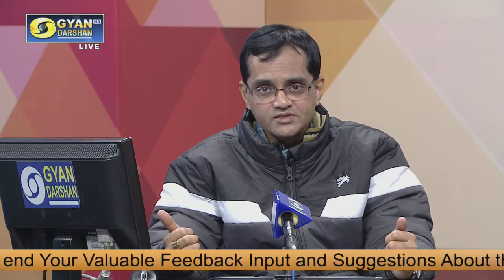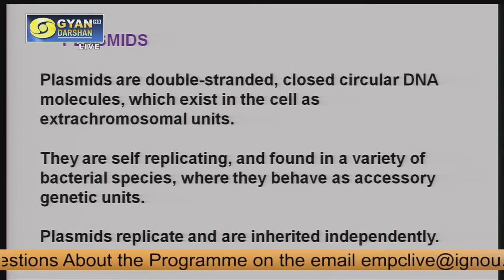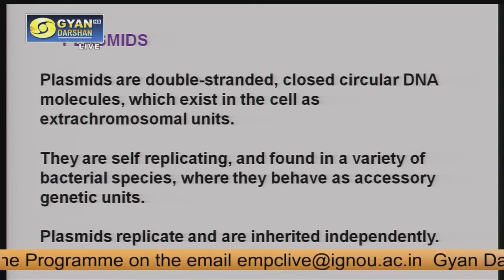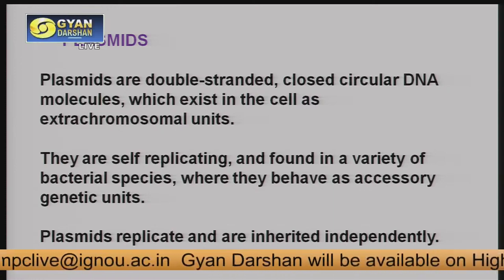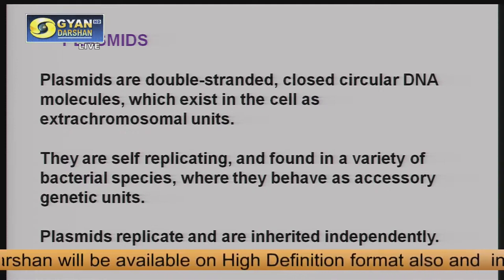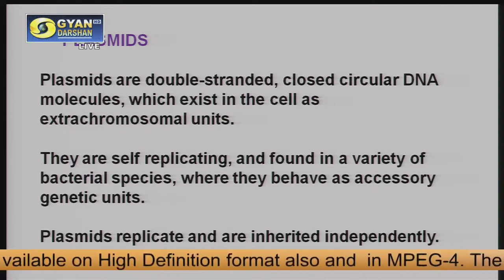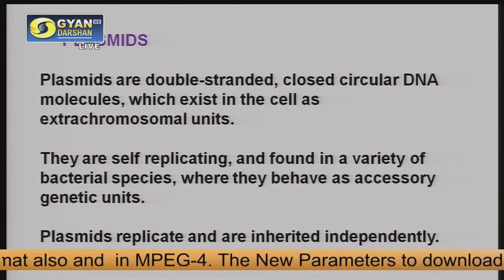So perhaps we all know, even at your +2 level you must have studied about the plasmids. So these are double-stranded closed circular DNA molecules which exist in the cell as extra chromosomal units. That is, they are not a component of the normal DNA or normal chromosome. They are present beyond the chromosome, extra nuclear or extra chromosomal. Although in bacteria we don't have a true nucleus, we have a genophore, and this is beyond that genophore. This is beyond that nucleoid.